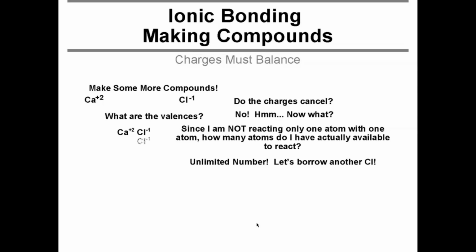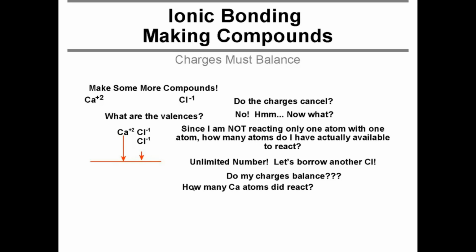Okay, let's borrow another Cl. Here we go. We have one Cl and another Cl. That's a -1. This is a -1. You have a +2. If we push that all together, would the charges balance? Absolutely, they would. Here I can sort of check it out. How many calcium atoms do I have? I have 1. And how many chlorine or chloride ions do I have?